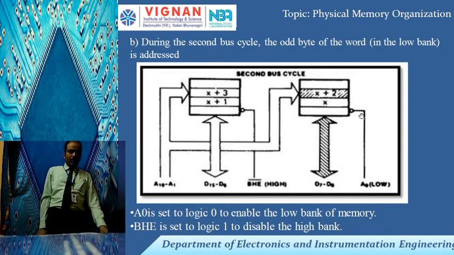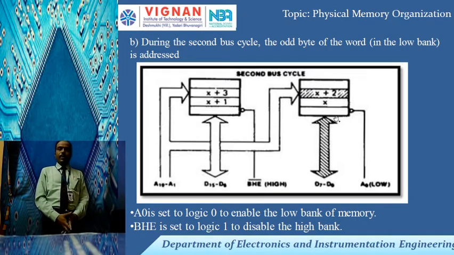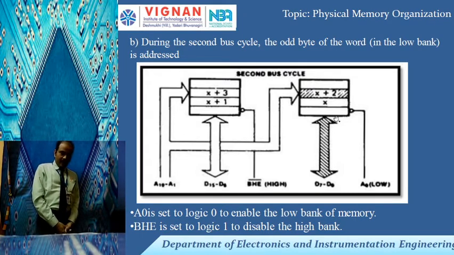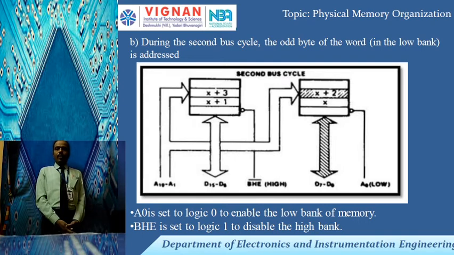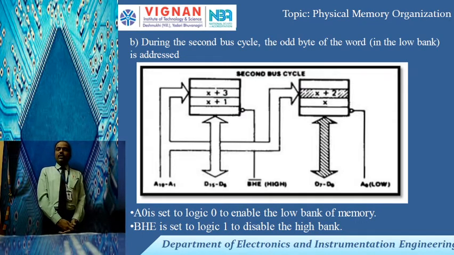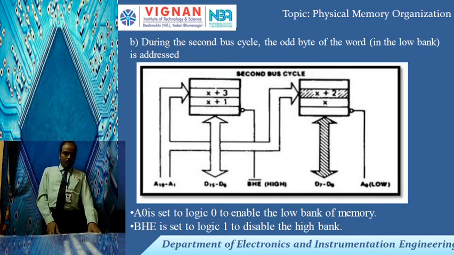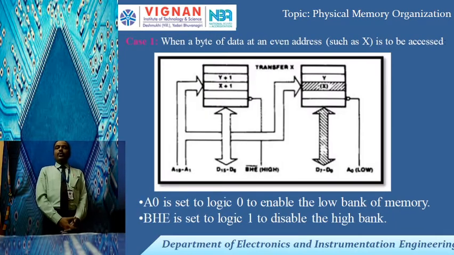After the first cycle we have to select the second, and then by using A1 to A19 the address is selected, and we can access the data by using the lower data bus D0 to D7. So these are the 4 cases, and the last one is a word whose address starts at odd. That is called a misaligned word, which requires 2 bus cycles. So with this we have completed the physical memory organization of the 8086 microprocessor.